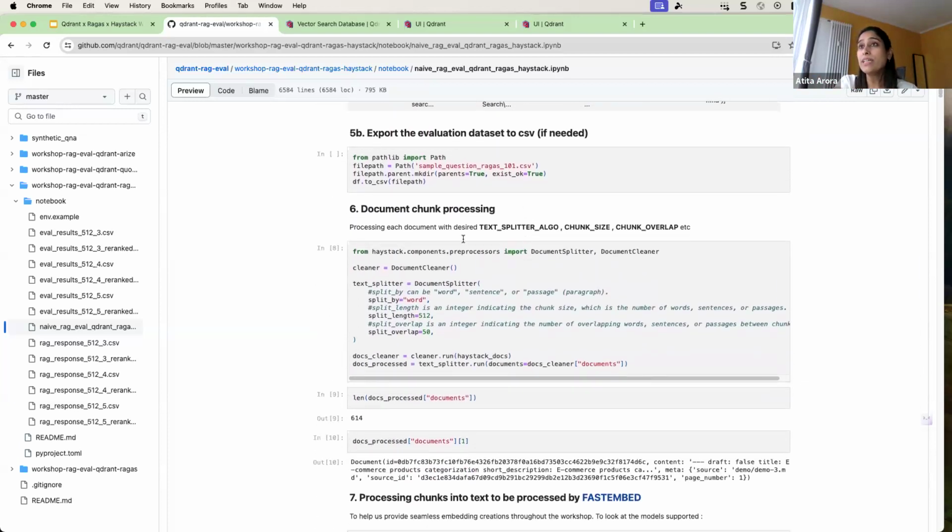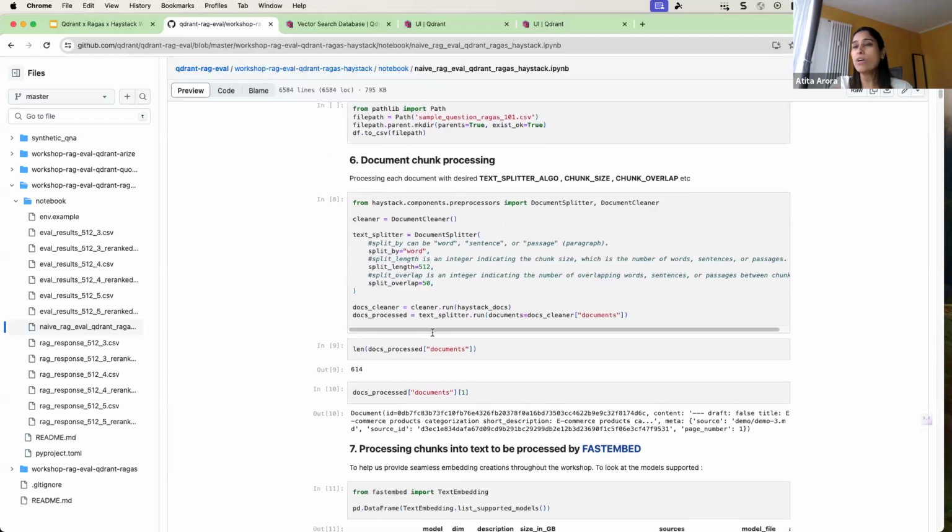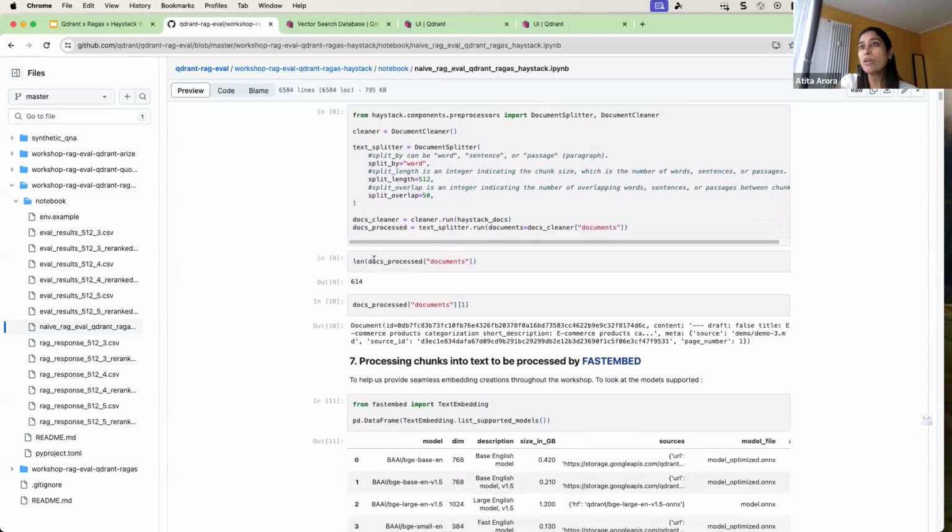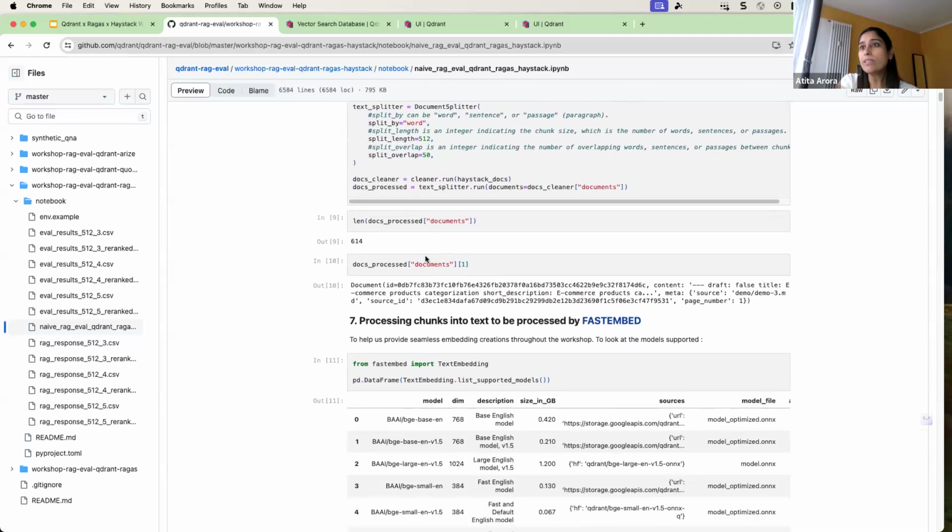Coming back to our data, we would proceed with our document chunk processing. As of now, I'm creating chunks of 512 length, and I'm also using an overlap of 50 for each of my chunks. If you want, you can try using ChunkViz, which is a visualization tool for chunking, just to see how that would look. So I would process them and split my data set. As you can see, from 240 documents, I created 614 documents in total.